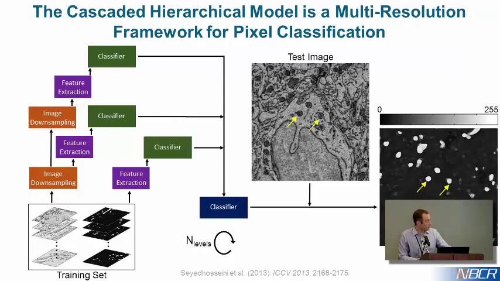So you can see with the yellow arrows there, the probability map is pretty representative of where those mitochondria are that it was trained on in this example.